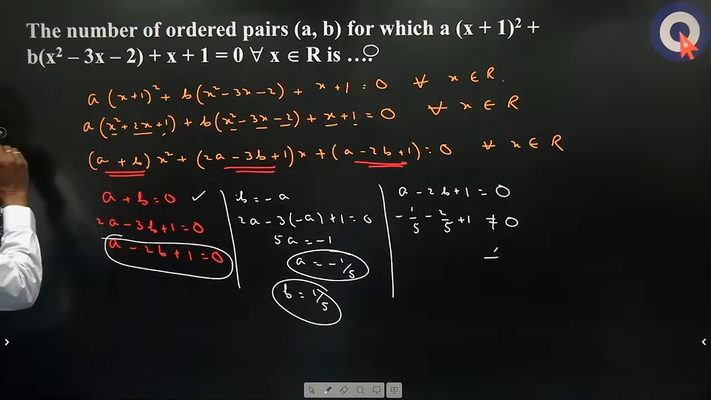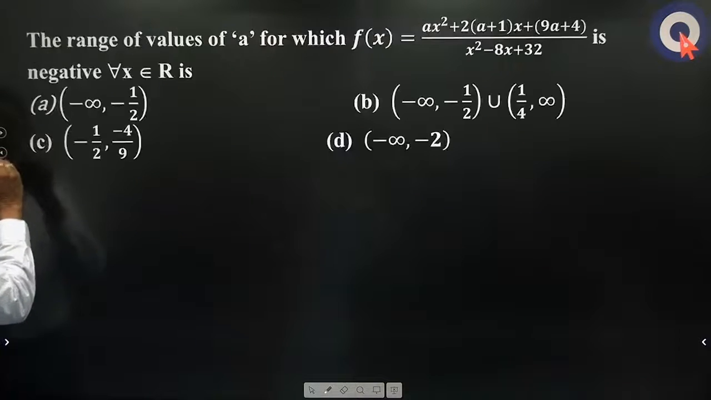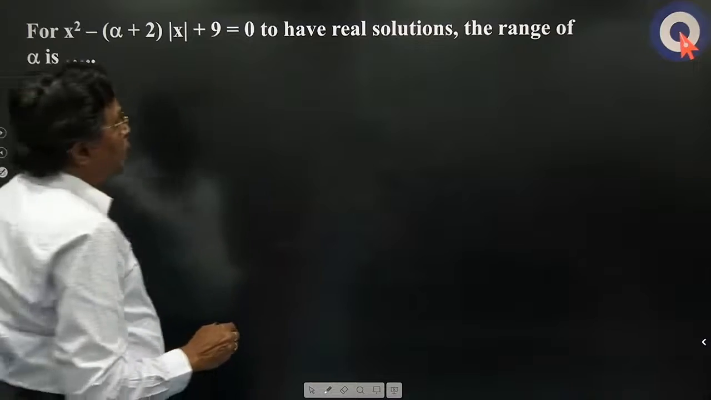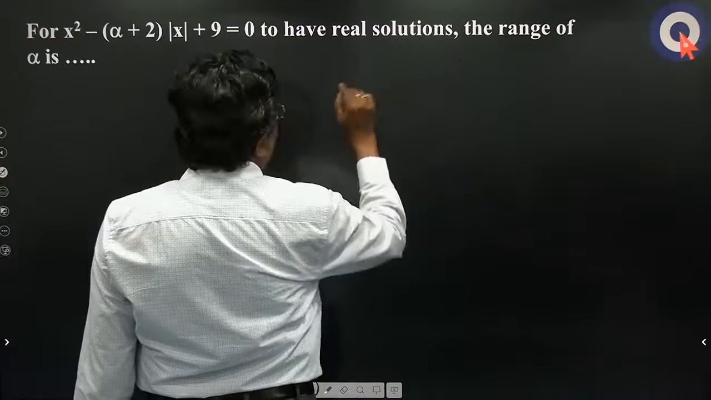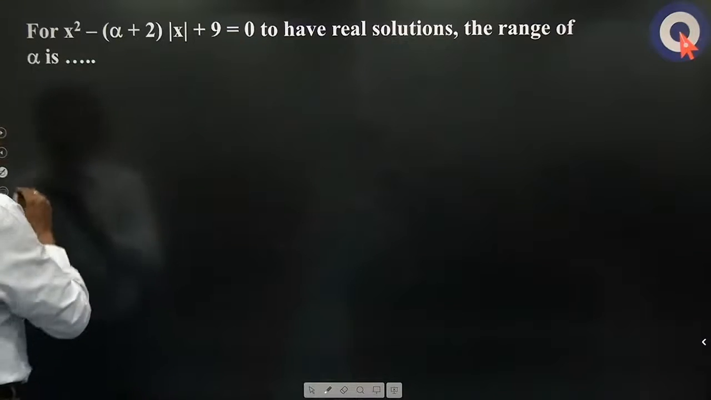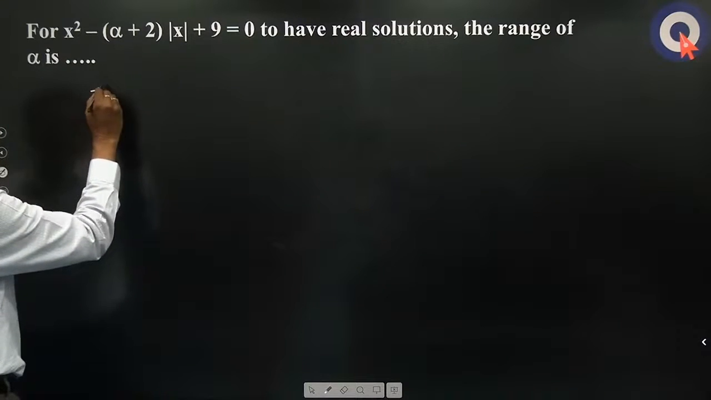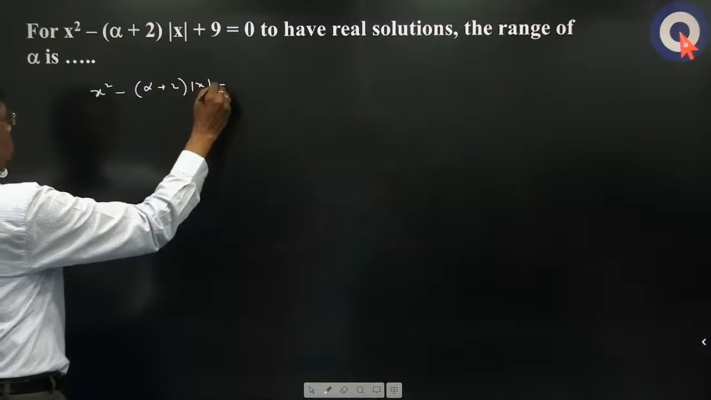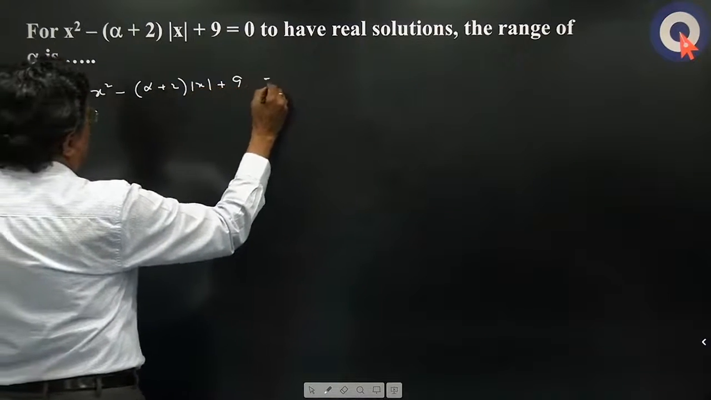So let us move on to the next problem. For x square minus (alpha plus 2) into mod x plus 9 equal to 0 to have real solutions, find the range of alpha. Here also one unconventional approach we shall try to follow. So here it is given x square minus (alpha plus 2) into mod x plus 9 is equal to 0.